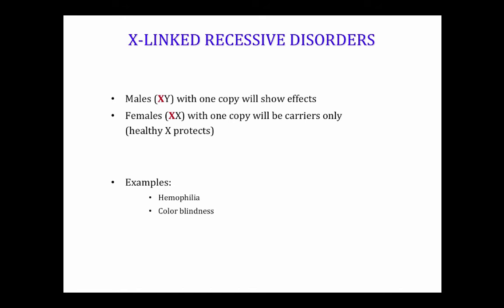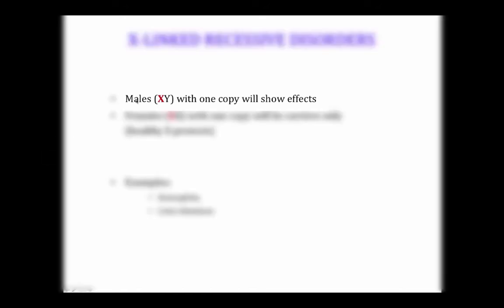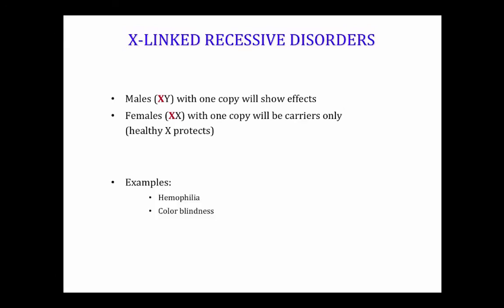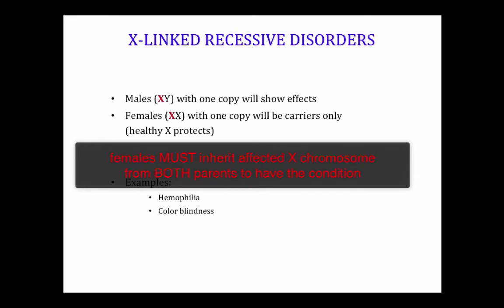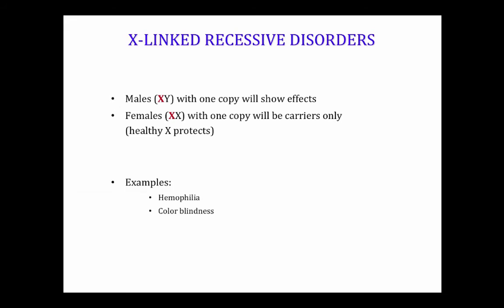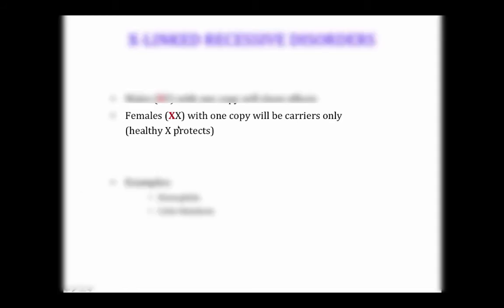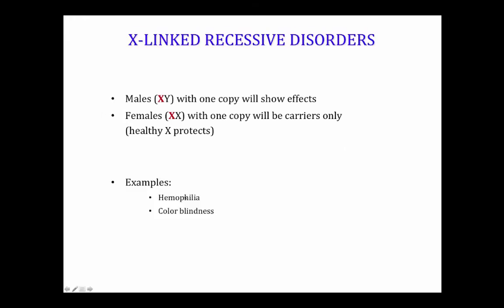In X-linked recessive disorders, males who inherit the affected X from the mother will have the condition. Females will have to inherit an X from both their father and their mother in order to have the condition. If they only inherit 1 affected X chromosome, they will be carriers because they have this other X to protect them. Examples include hemophilia and color blindness.